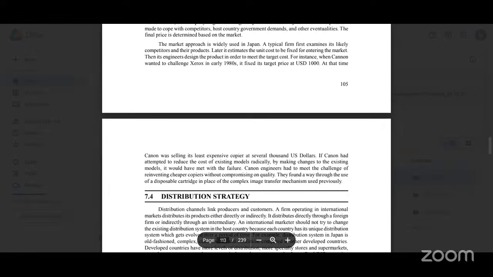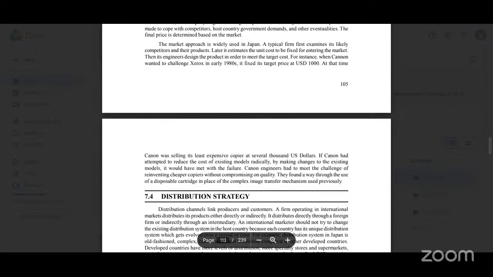A typical firm first examines its likely competitors and their products. Later, it estimates the unit cost to be fixed for entering the market. Then its engineers design the product in order to meet the target cost. So see, it's a bit like reverse engineering. They're going with the market price and then they're working back to see how they can modify the product in order to meet the target cost.